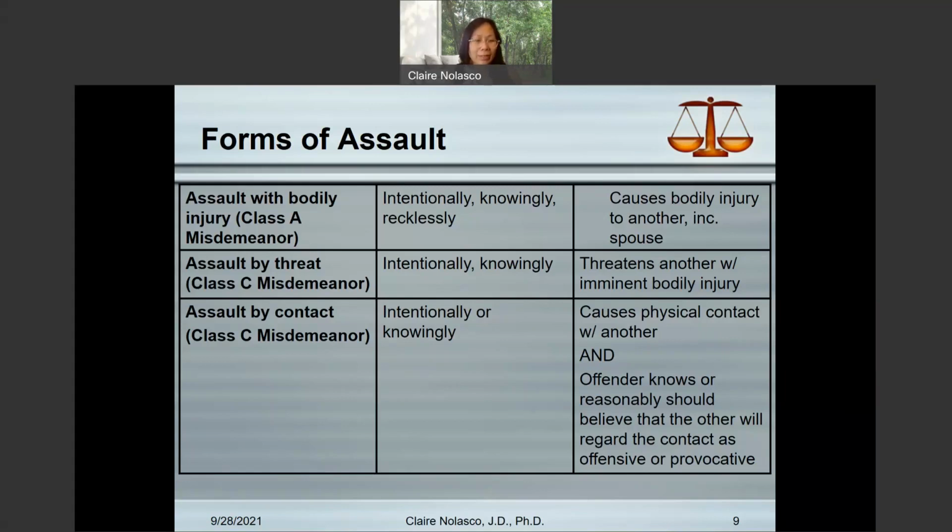Assault by contact is a Class C misdemeanor. The mens rea required is intentional or knowing. The actus reus, or the criminal conduct prohibited, is causing physical contact with another, and the offender knows or reasonably should believe that the other will regard the contact as offensive or provocative.